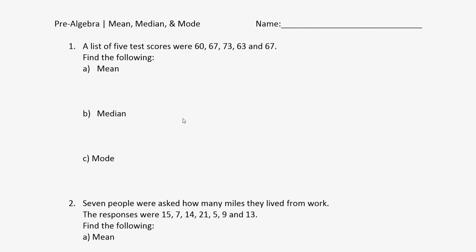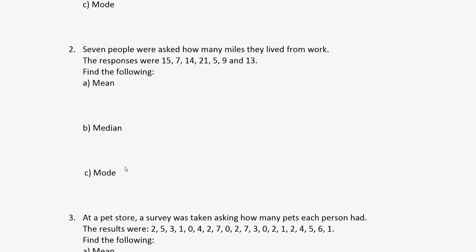If there's two numbers in the middle, you take the mean of the middle two numbers. If there is one middle number, like in this one, because there's an odd number of values, there will be a single middle number, and that'll be your median. The mode is the one that occurs the most. On this one, 67 occurs the most, so that would be your mode. Some of these might not have a mode, so you just write no mode. If they all occur once, you'd say no mode.